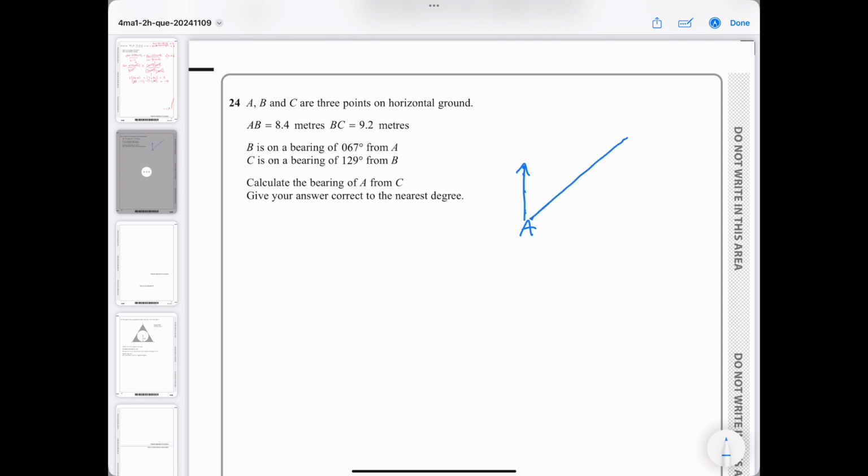Which means that this is B and this is going to be 8.4. I may regret the way I've drawn this. Now, C is on a bearing of 129 from B. So let's go up to 90. That's 90. That'd be 180, so it's about that way. Let's make that C. And that's 9.2 meters. So this, right, let's just draw this in. So that's 67. And then this would be, so this is 129.